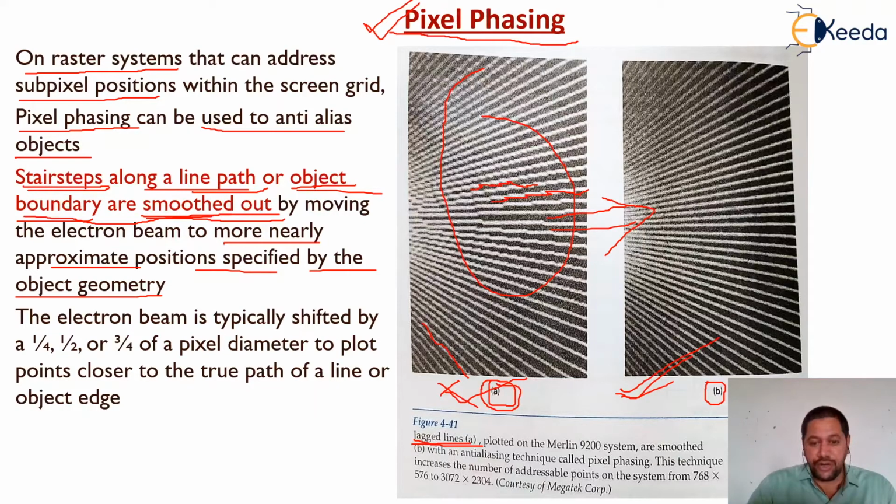Now, how is this achieved? Suppose I have a jagged line at the boundary, a boundary pixel. What are we going to do? The electron beam itself is shifted by 1/4, 1/2, or maybe 3/4 of a pixel diameter to plot the points closer to the true path of the line or the object edge. Wherever there is an object edge or line edge that is not correct, the electron beam is shifted, to plot the points closer to the actual path of the line or the actual object edge, and I get a very good smoothing result with pixel phasing.